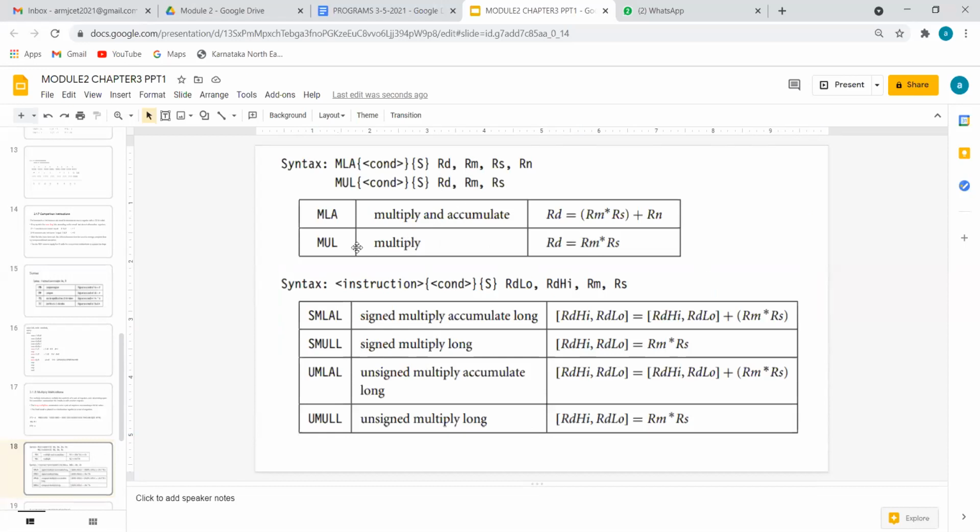Syntax-wise, MUL you are all familiar with because you studied it in your first lab program. MLA, as I said, is multiply and accumulate. Please remember the name. Here, MLA will have 4 operands, 4 participant registers: RD, RM, RS, RN. How it works: the second and third registers are multiplied, plus the fourth register is added. It is used in very rare cases. You will come across this instruction in Part B of the lab program.